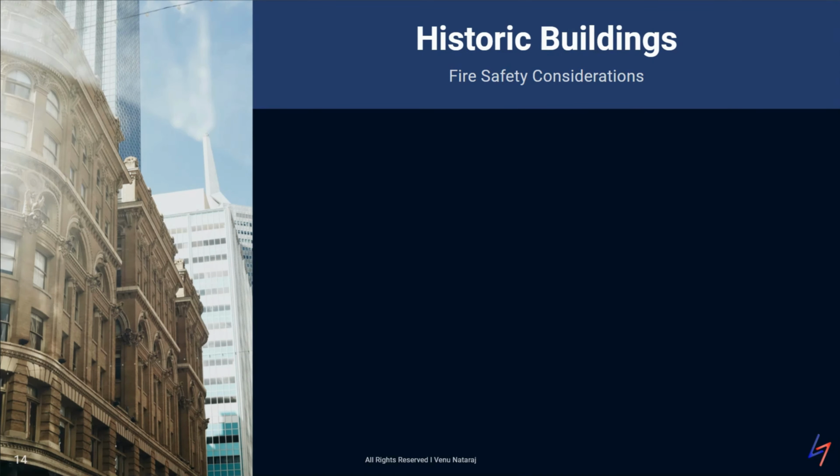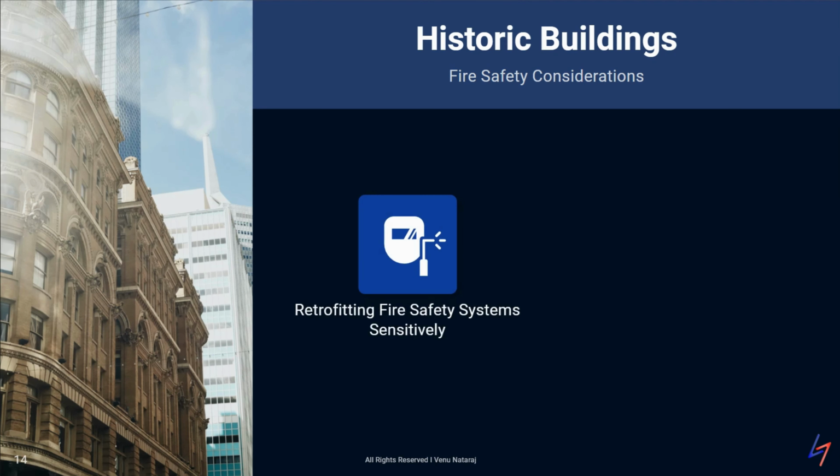Historic buildings present unique fire safety challenges due to their age, construction materials, and the cultural significance they hold. While maintaining the historic character is crucial, fire safety must also be a top priority to protect both the building and its occupants. Retrofitting fire safety systems in historic buildings requires a sensitive approach to avoid damaging or compromising the original architecture and design.